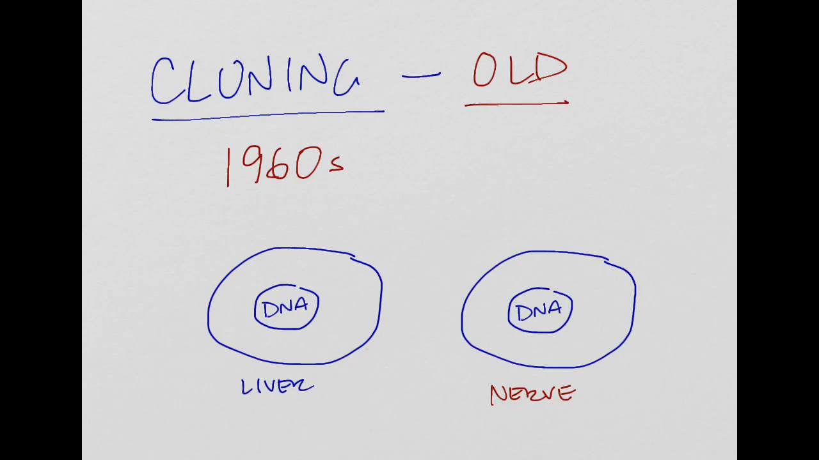However, when you get to this point where you have a liver and a nerve cell, these cells are what are called fully differentiated cells. So let me pop that onto the next page here. This concept of differentiation.